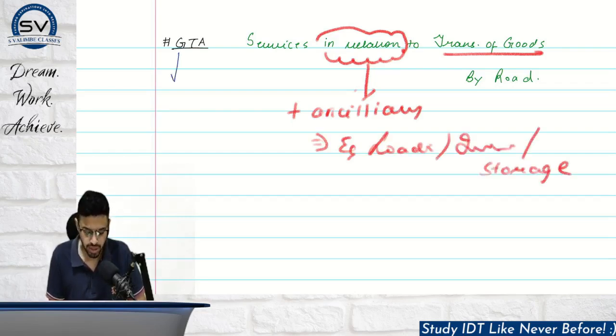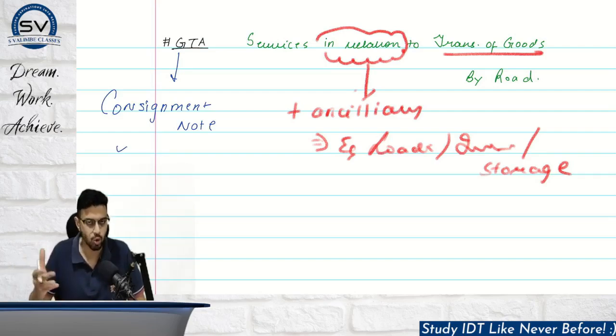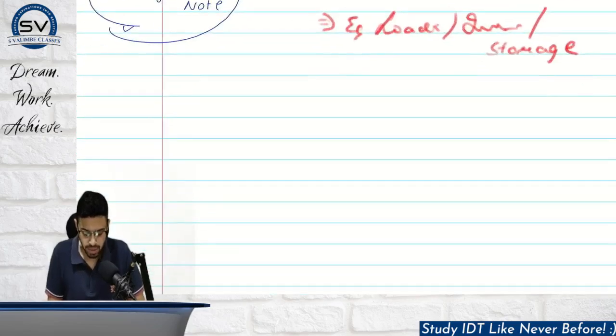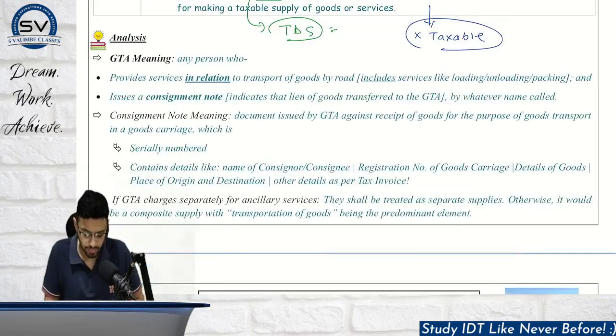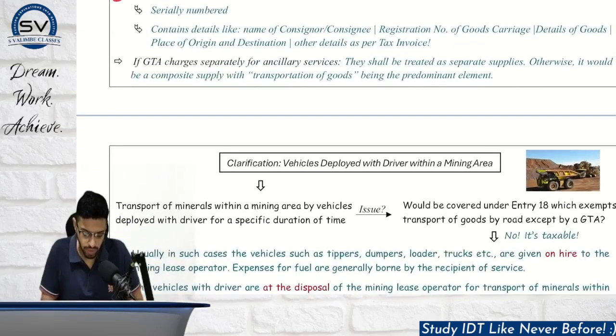Plus another important condition is that they should be issuing a consignment note. So basically a note, it can be called anything. Majorly we call it a consignment note. Consignment note contains details as to the GST of the supplier, recipient, who is paying the freight, what is the gross weight, what is the origin, what is the destination, details of the goods being transported, everything. So if some person, let's say Mr. Guddu, operates a truck but does not issue a consignment note, will he be a GTA? Answer is no, he will not be a goods transportation agency. I hope this is clear. Consignment note I have covered.